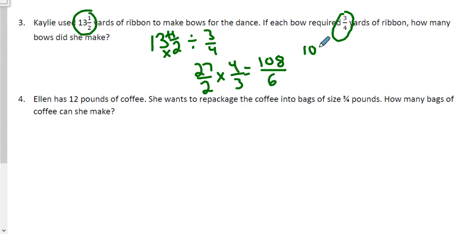So 108 divided by 8 goes in there 1 time, which is 8. Subtract that, bring down my 0. 8 goes into 28 3 times, which is 24. So it's 13 and a half bows that can be made.